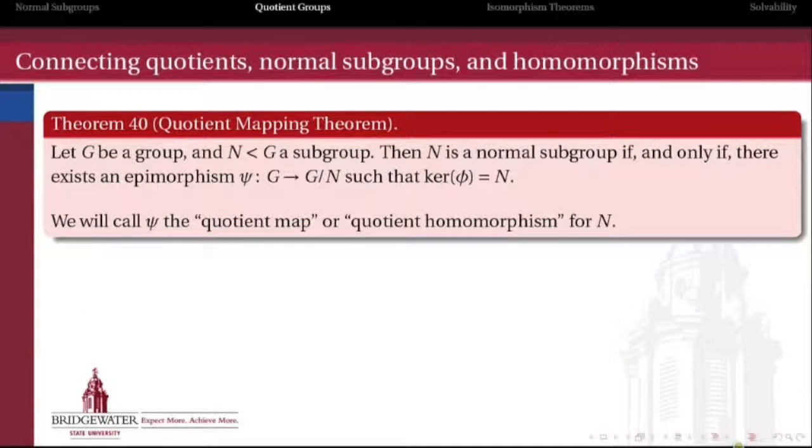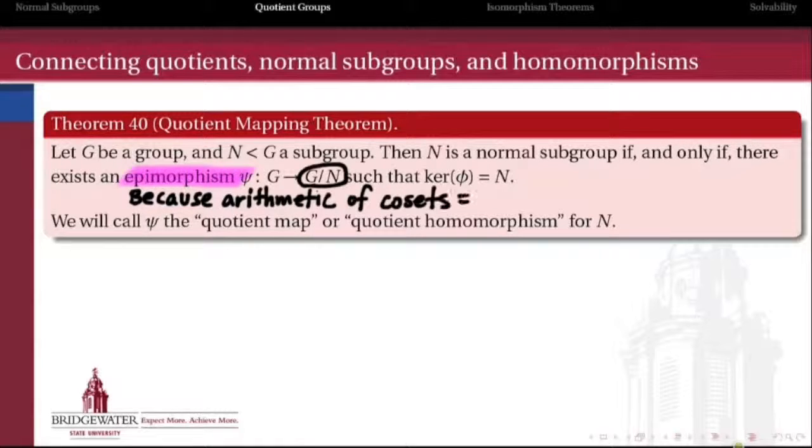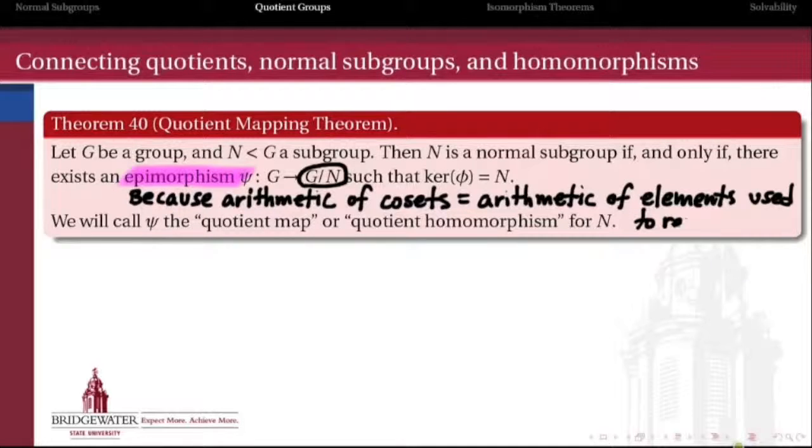So where we need to go with this next is to think about how quotients relate to normal subgroups and how they also relate to homomorphisms, all of this terminology that we had a couple of videos ago. And one of the most important players here is something called the quotient mapping theorem, that just says that whenever we have a quotient group, there's also a homomorphism from G to that quotient group that's onto, so it's an epimorphism. And the reason that this exists is, again, because the arithmetic that we do with cosets is exactly the arithmetic of the elements that are used to represent those cosets.